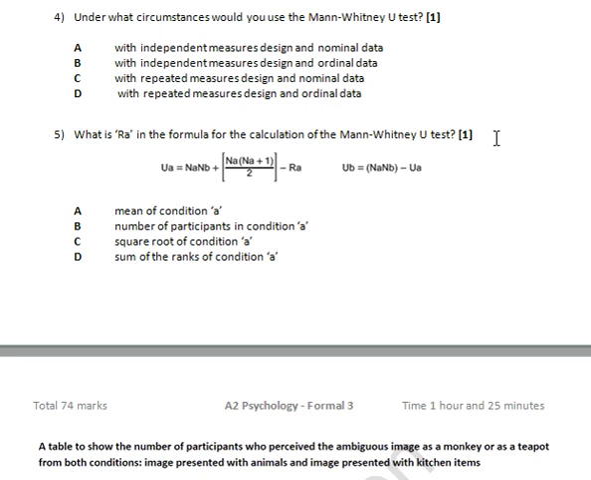For 4, it says, under what circumstances would you use a Mann-Whitney U test? Now, for a Mann-Whitney U test, I said to help you remember it, think of Whitney Houston, independent woman, so then that means it's either A or B. And for that test, it's not nominal data that you use for it, because nominal data is only for a binomial or a chi-squared, and so therefore it's at least ordinal data, so it can be ordinal, it can be interval, it can be ratio, and in this case, B is the correct answer.